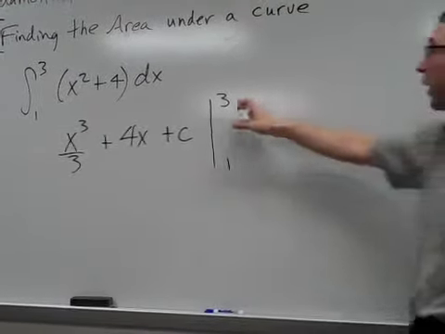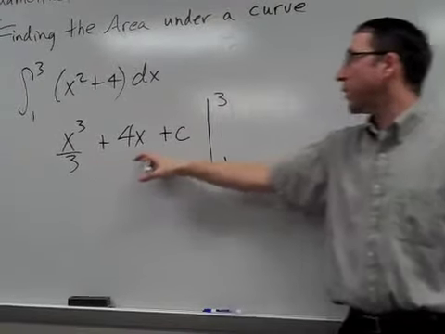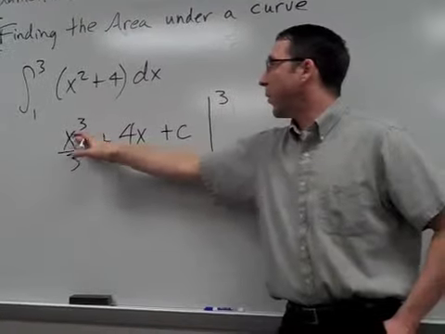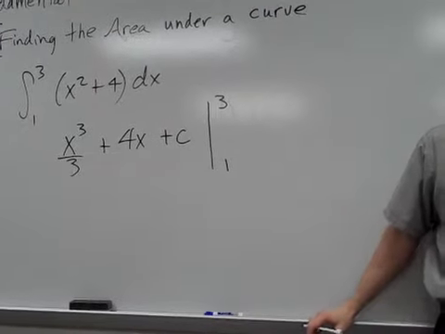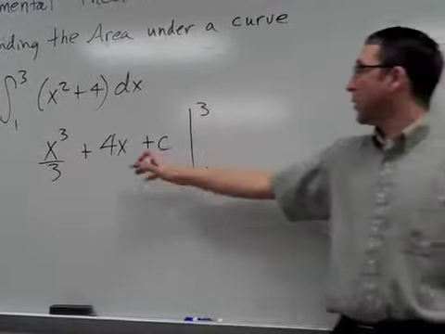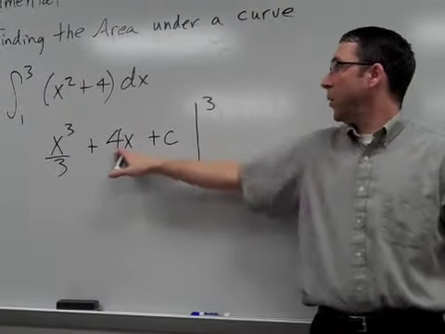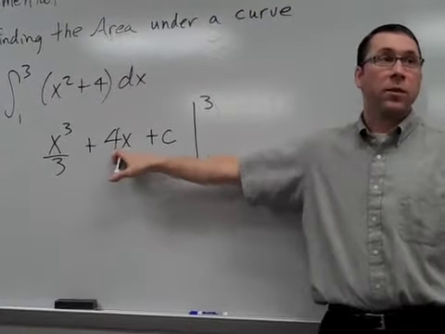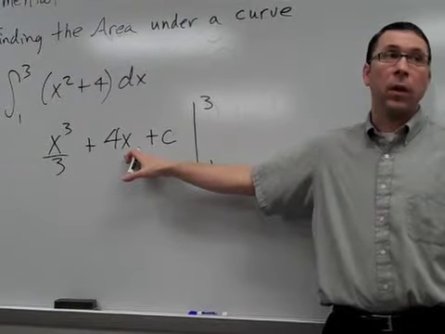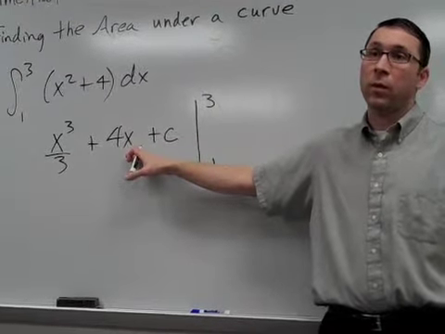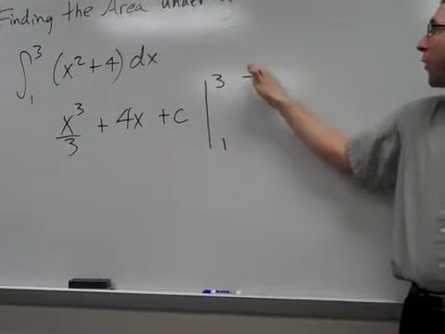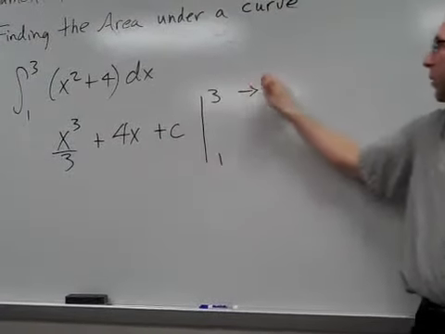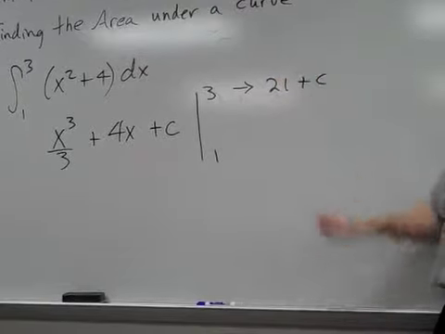So plug 3 into all of this. Okay, 3 to the 3rd is 27. Divided by 3 is 9. So we get 9. Plus, what's 4 times 3? 12. So 9 plus 12, 21. 21 plus C. So when you plug that in to this, you get 21 plus C.